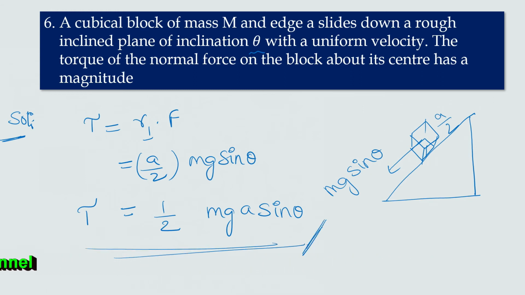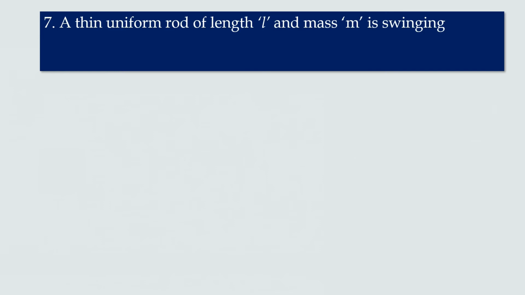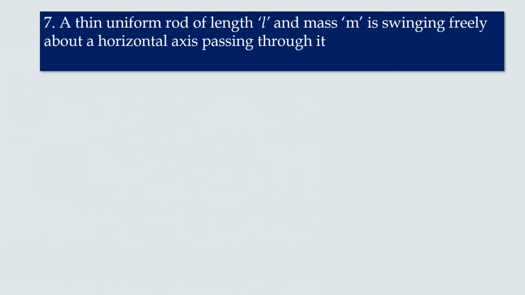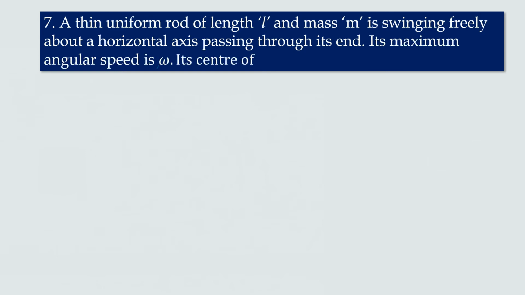Okay, next we will go to the next. A thin uniform rod of length L and mass m is swinging freely about a horizontal axis passing through its end. Its maximum angular speed is omega. Its center of mass rises to a maximum height of. Here we have to calculate the maximum height. Let us go to the solution.